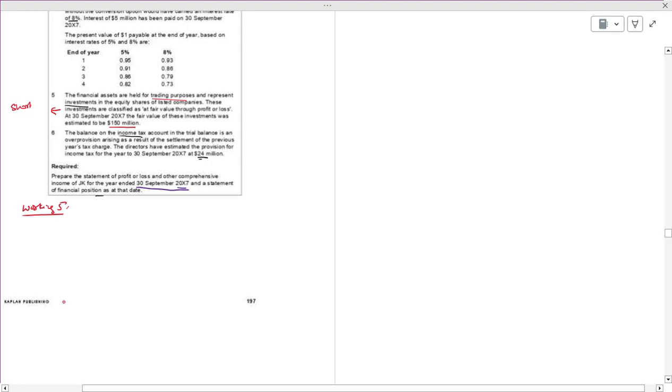When it is short term, where do we have to show it? We have to show it in profit and loss account or other OCI? Profit and loss account. Profit and loss account.